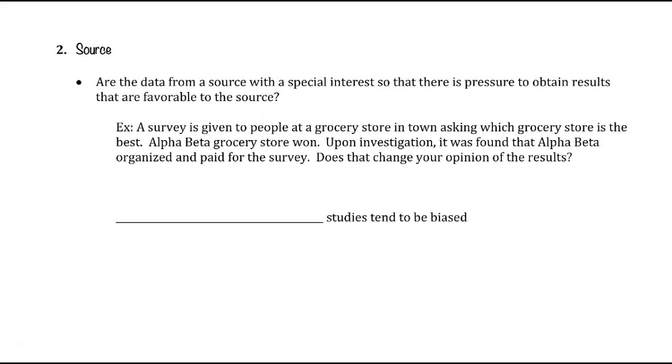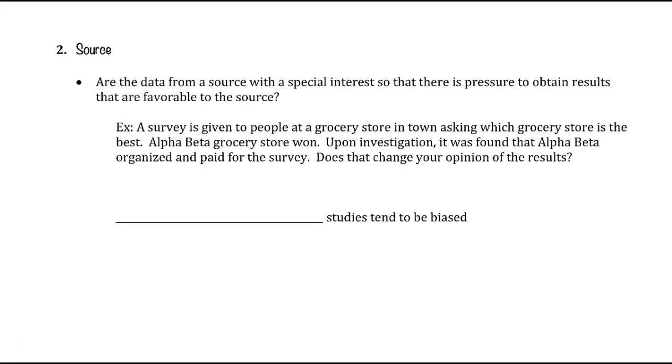When thinking about the source, we ask the question, are the data from a source with a special interest so that there's pressure to obtain results that are favorable to the source? Let's look at this example. A survey is given to people at a grocery store in town asking which grocery store is the best.